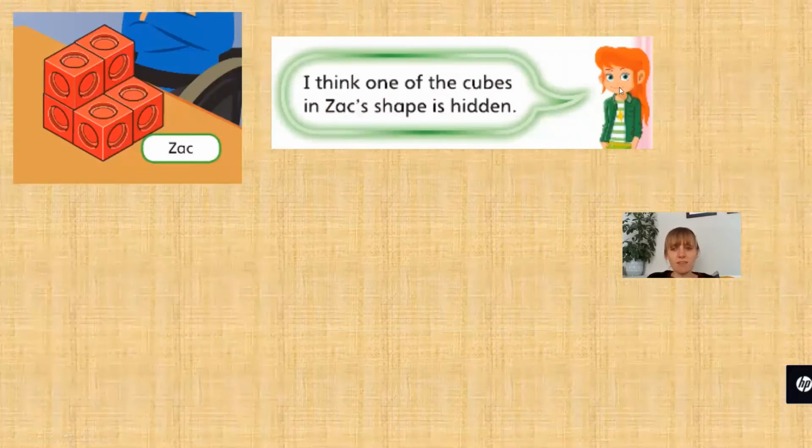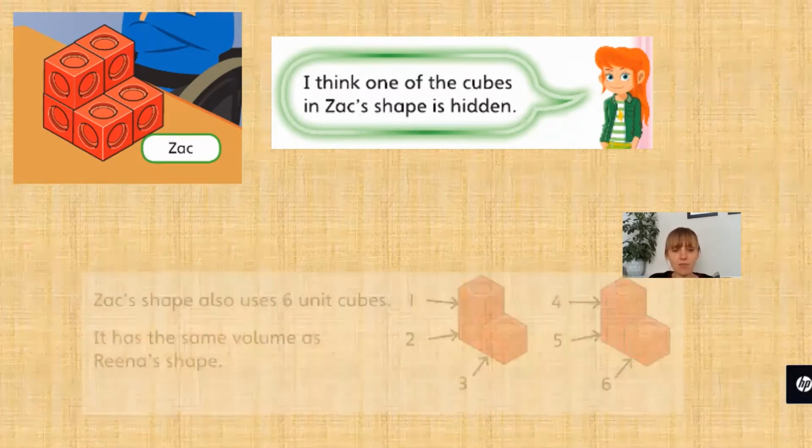Now, this girl here has rightly said that she thinks one of the cubes in Zach's shape is hidden because we can see 1, 2, 3, 4, 5. This one here can't just be balancing on thin air. There must be something underneath it. So let's separate them apart.